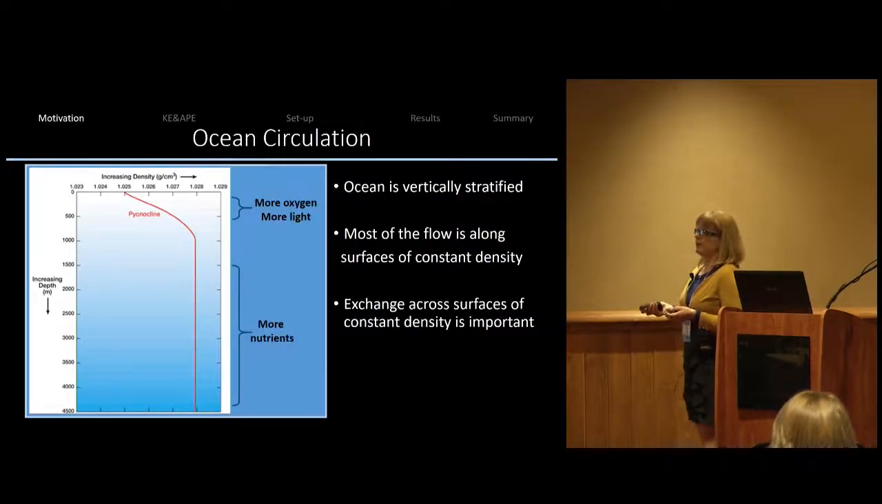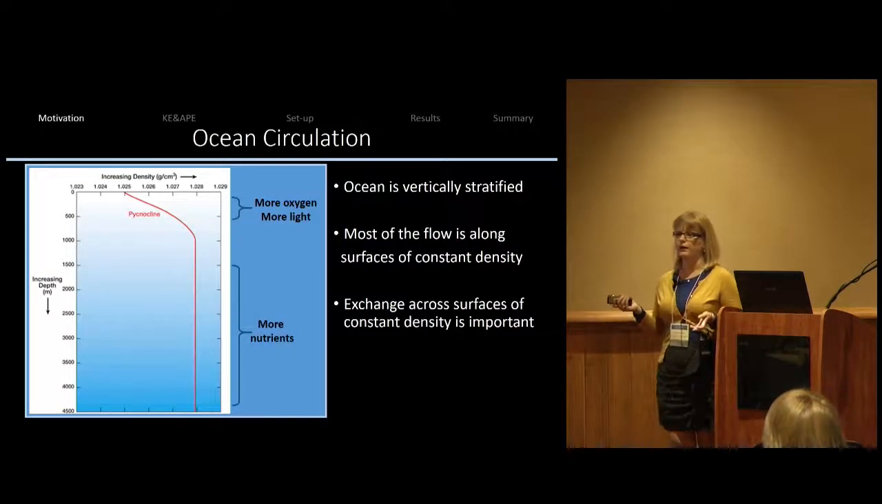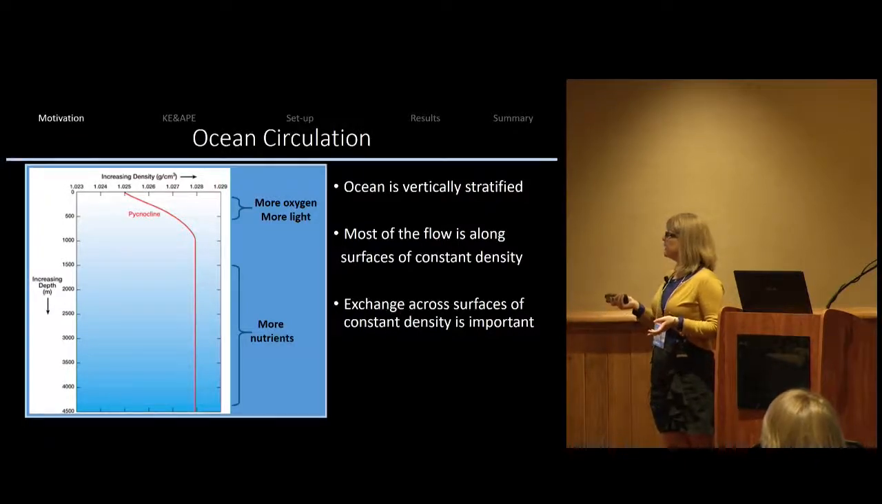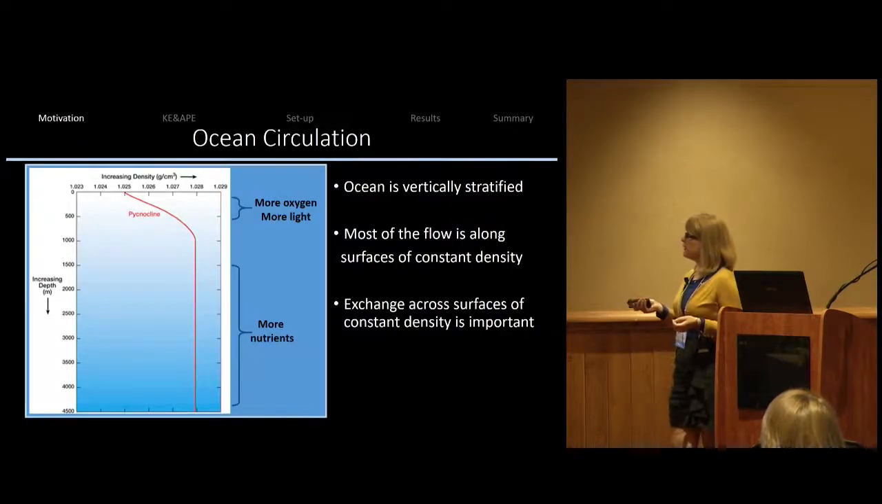And why we're really interested in mixing is because the ocean in general is vertically stratified. You have a top layer that has a lot more oxygen because of the exchange with the atmosphere, and it has more light. But then you have the steep pycnocline, the region where you have a rapid change in density, and then a very large so-called abyssal ocean where you have a lot of nutrients generated from decomposition. Most of the flow in the ocean is along surfaces of constant density, but what people are really interested in is how much of the exchange goes across this pycnocline and across the surfaces of constant density.